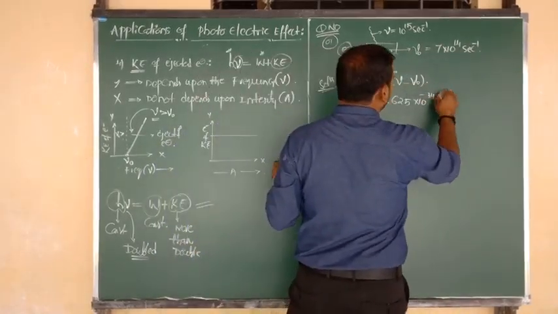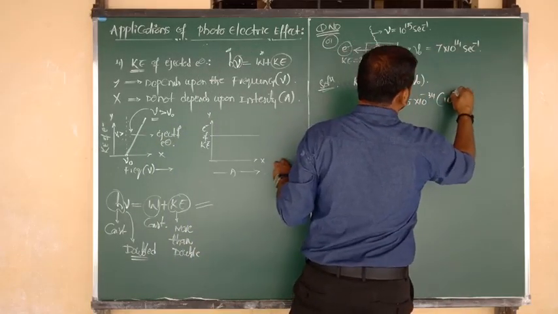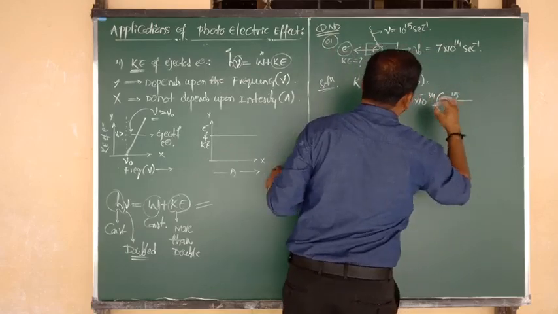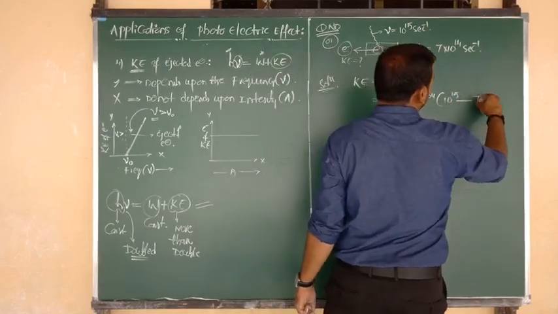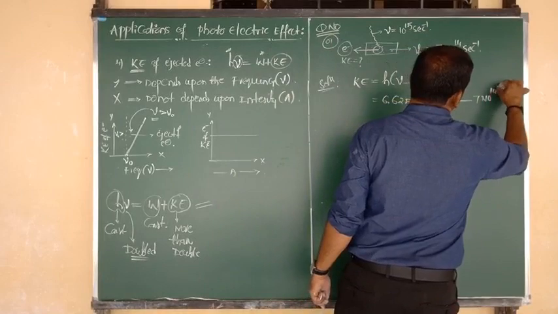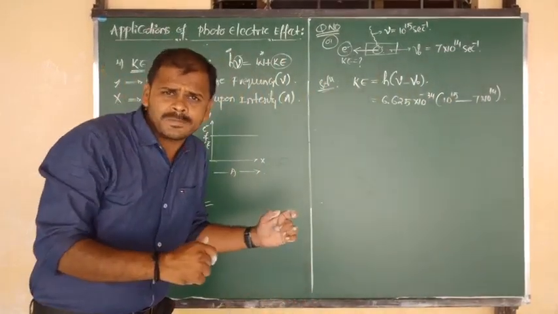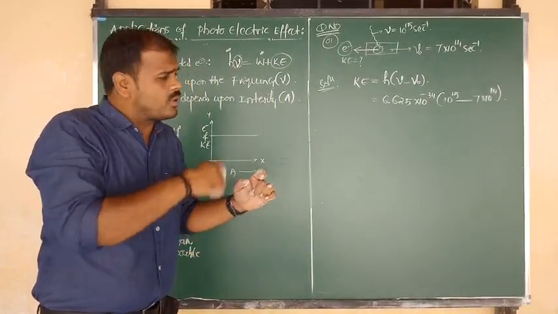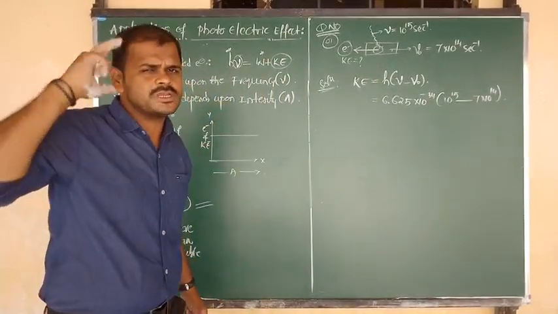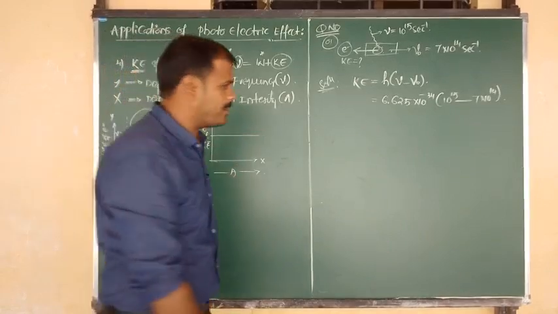And the frequency value, how much have they given? 10 to the power of what? 15. Minus the threshold frequency, how much have they given? 7 into 10 to the power of 14. As much as possible, this is not maths. Like in maths where you do calculations, you don't need to do it in that many steps. Try to think in short. Finally, the answer is important.